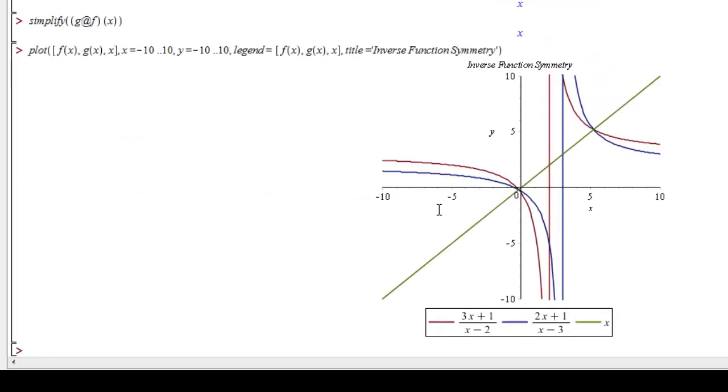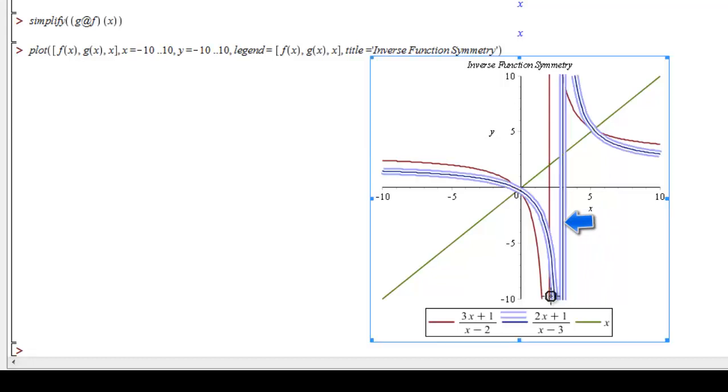And this is the graph we get. The original function f is shown in red, and its inverse function g is shown in blue. And these vertical lines are actually not part of the graph. They're actually showing the asymptotes of the graph. You see that the red function with denominator x minus 2 has an asymptote here, where it's undefined when x is 2. Similarly, the one with denominator x minus 3 has an asymptote here, where x is 3.